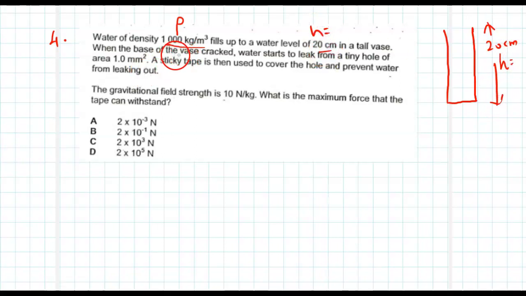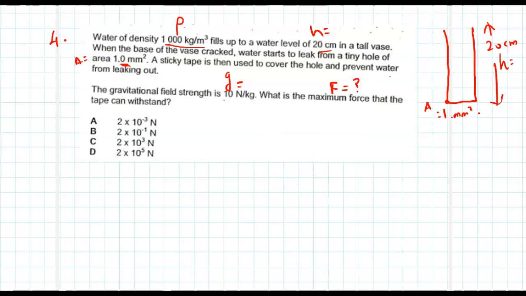When the base of the vase cracked, here it is cracked at the base, water starts to leak from a tiny hole of area 1 millimeter square. So there is a small hole, the area is 1 millimeter square. A sticky tape is then used to cover the hole and to prevent the water from leaking out. The gravitational field strength g is given. What is the maximum force that the tape can withstand? So I have to find the maximum force that the tape can withstand.